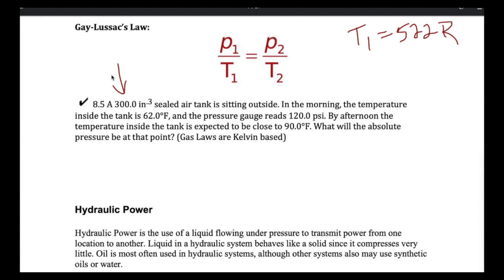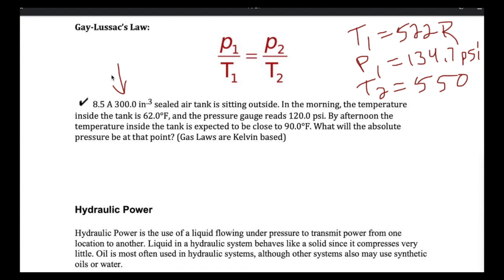The pressure gauge reads 120. So P1 is going to be 120 plus 14.7, that'd be 134.7 psi. What would be the absolute pressure? The temperature in the afternoon is expected to be 90 degrees Fahrenheit. So I take 90 plus 460, and I get 550 for T2. T2 should be 550, and I'm trying to figure out the absolute pressure, P2.